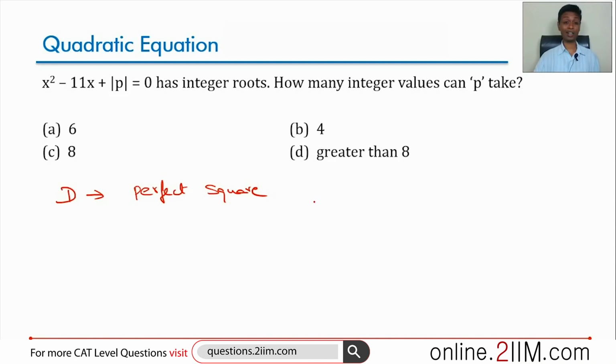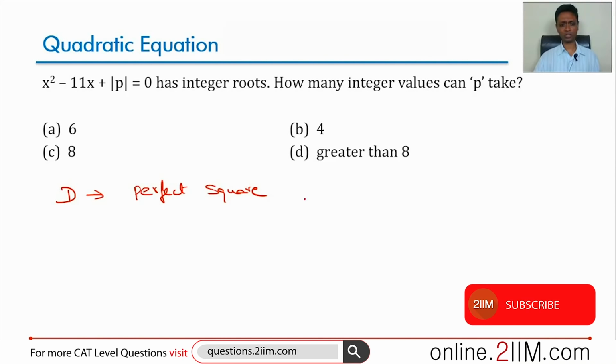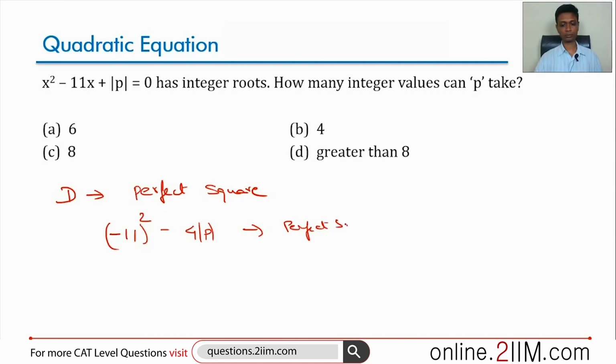Otherwise, we'll get irrational roots. The root has to be rational, so the discriminant has to be a perfect square. That much we know. So let's work with the discriminant. The discriminant is minus 11 whole square minus 4 mod p. This should be equal to a perfect square, or 121 minus 4 mod p should be equal to a perfect square.